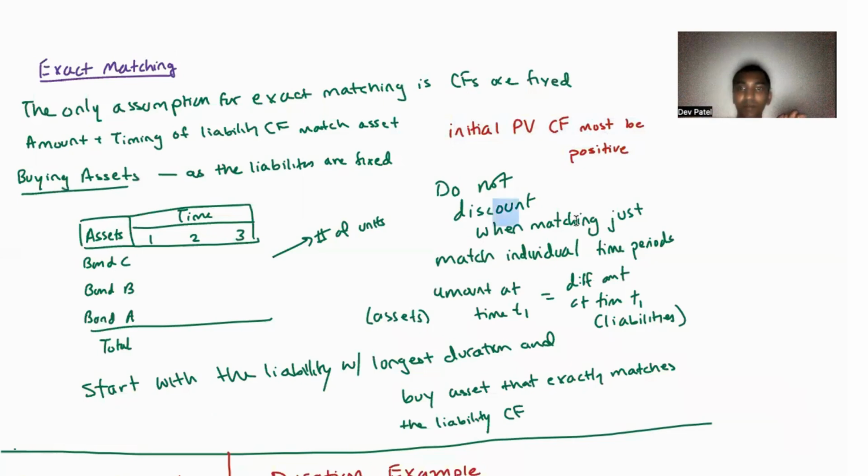And so do not discount when matching, just match the individual time period. So we're just matching the individual time periods, right? So if at time period one, I have a liability of 1,000, our asset at time period one also has to be 1,000. And then how can we do that? We can do that by adjusting the number of bonds that we actually purchase to make that happen. And when we make that adjustment, we also have to be mindful that that causes changes to the previous time period as well. So we have to account for that.